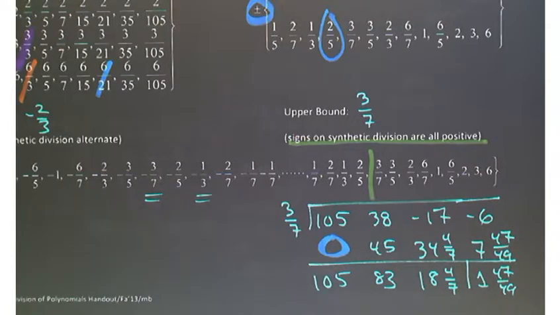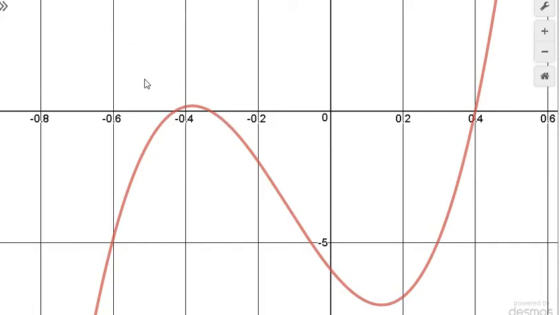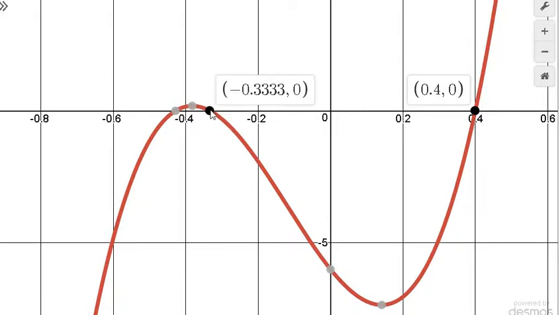Let's take a look at Desmos. I think this one is graphed. You can certainly do this on your graphing calculator. There's one of them. There's one. And, yeah, the question is, well, what's that one? Well, let's get back to it. Let's get at it a different way.